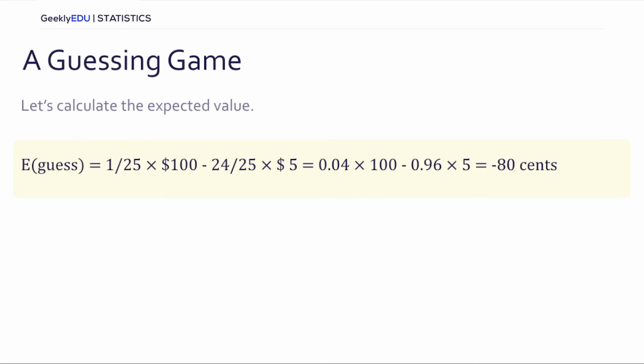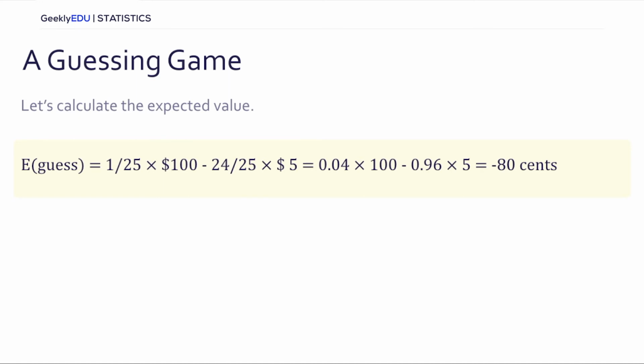And what it gives us is this. You have a 1 over 25 probability of making $100 by guessing the number, and 24 out of 25 times you don't guess the number and you lose $5. That gives us 0.04 multiplied by 100 minus 0.96 multiplied by 5. So the expected value for every game that you play with your friend is going to be -80 cents.